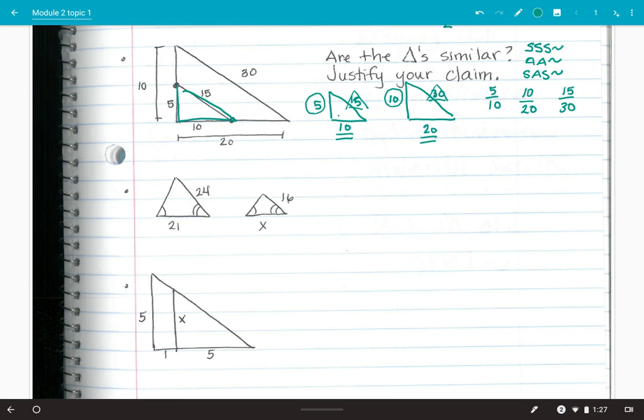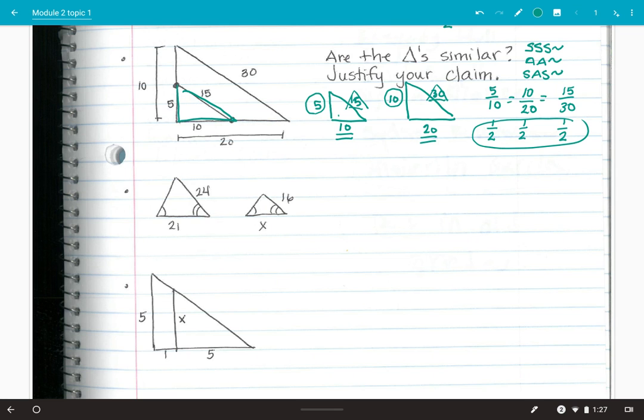And then I'm going to reduce each fraction. So 5 over 10 is 1/2 or 0.5, 10 over 20, and 15 over 30. So these are all the same fraction. If they're all the same, then we know the sides have the same ratio.